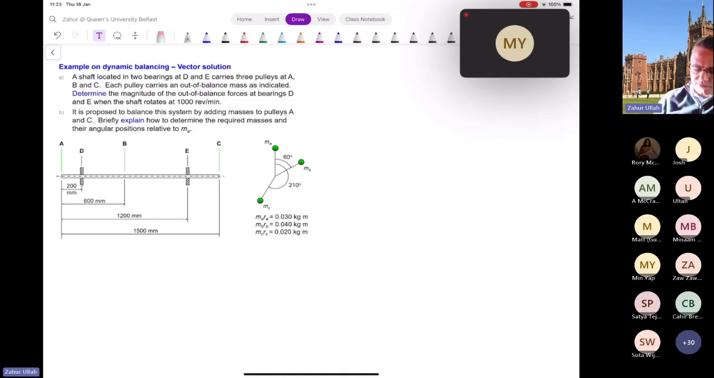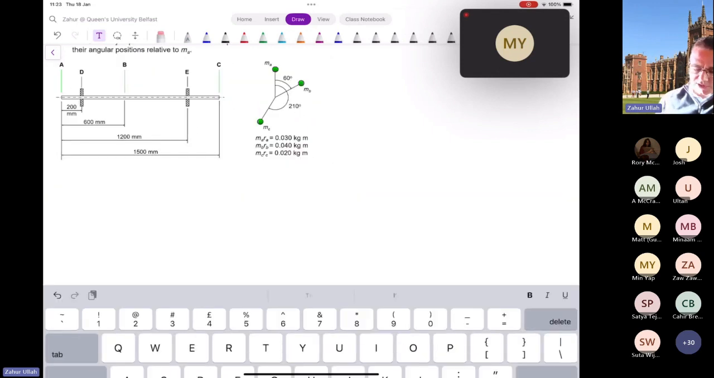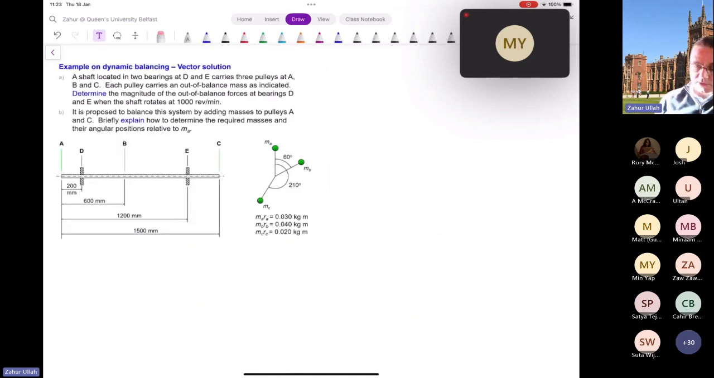Again, we have this same system here. As you can see, you have a shaft located in two bearings, D and E, and it carries three pulleys, A, B, and C. So we have these three pulleys at location A, location B, and location C.